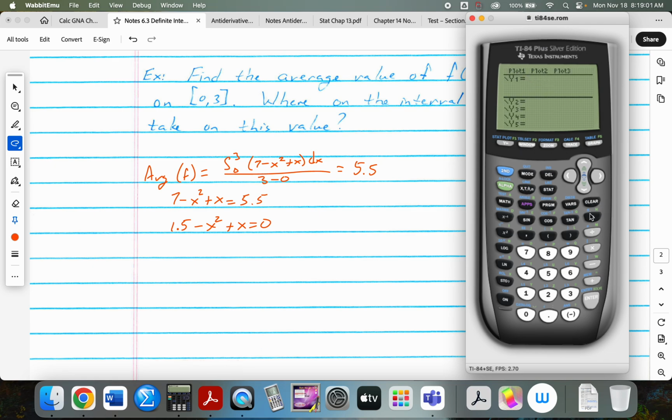So clear anything that's in there out. 1.5 minus x squared plus x. And I'm going to set my window. Part of what you have to be able to do is graph on an appropriate viewing window. And I'm looking for the zeros, so I'm just going to set my y to go from -1 to 1.